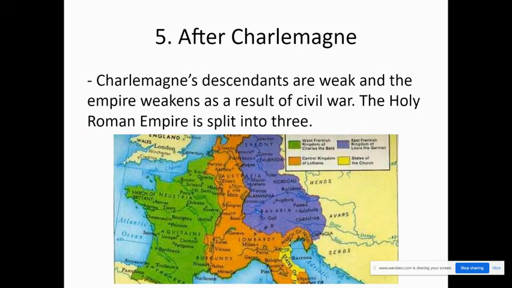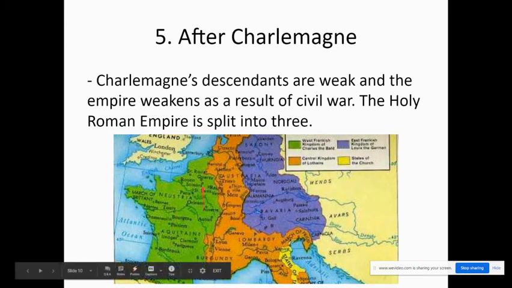So after Charlemagne, Charlemagne was a powerful guy. He commanded people. People loved him because, again, he unites the kingdoms. So people absolutely love him. His sons weren't the same as him. So he had three sons, which were Charles the Bald, Louis the German, and then I believe Pepin the Short is the third one. And here are their different kingdoms that they ruled.